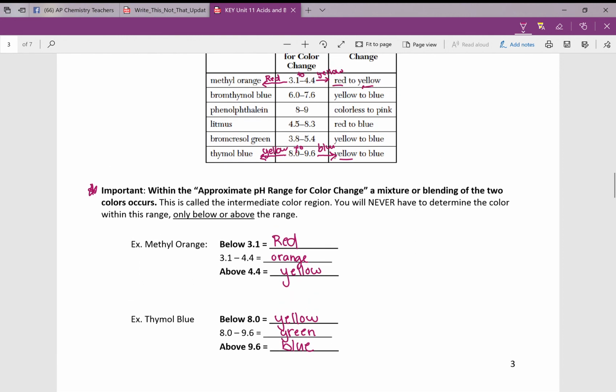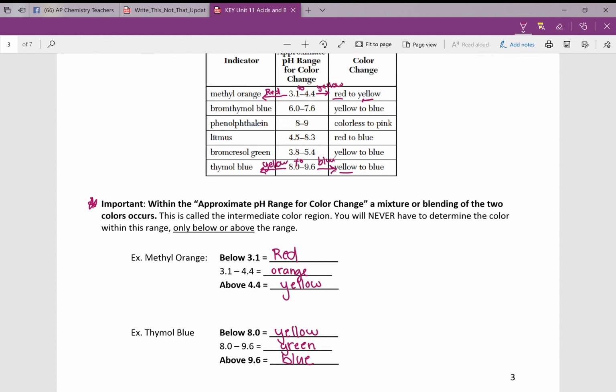Okay, again, just to practice this one more time, if I had phenolphthalein, my color change range is from 8 to 9. So anything below that would be colorless. Anything above that would be pink. So if I had a solution that had a pH of 11, I would know that that indicator would be pink. If I had something like a pH equal to 2, that indicator would be colorless.